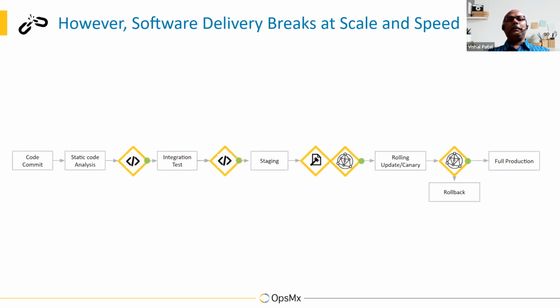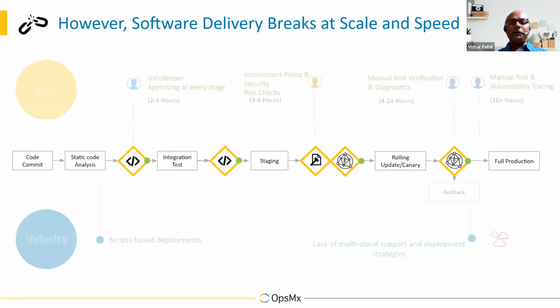Software delivery, how can we go about it, when we talk of scale and speed, right? So what this process actually looks like, here I was trying to depict it with a very simple graph here.